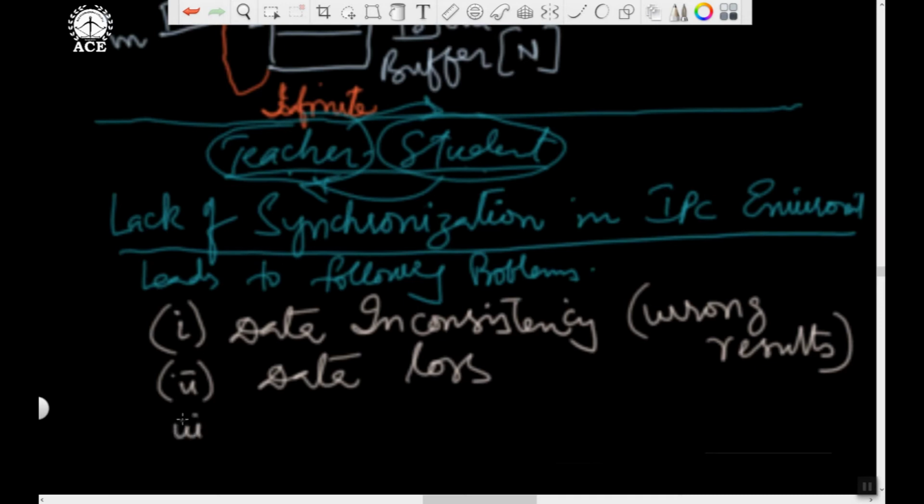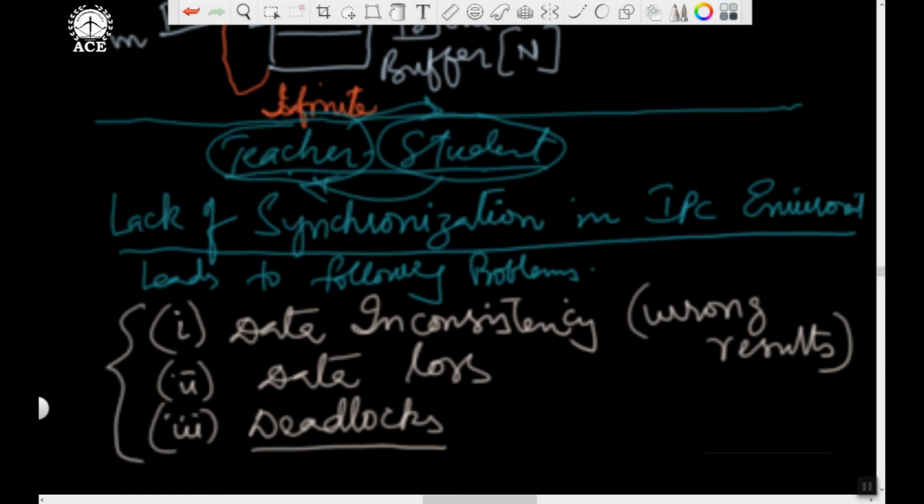The third and last problem that may happen is a deadlock. Remember, we have studied in detail a chapter called deadlocks in the class. That means the processes get stuck. Neither of the parties is willing to coordinate and communicate, and the communication will come to a halt. So lack of synchronization in IPC environment may lead to data inconsistency, data loss, or perhaps deadlocks. That is why processes must be synchronized when they are communicating with each other.